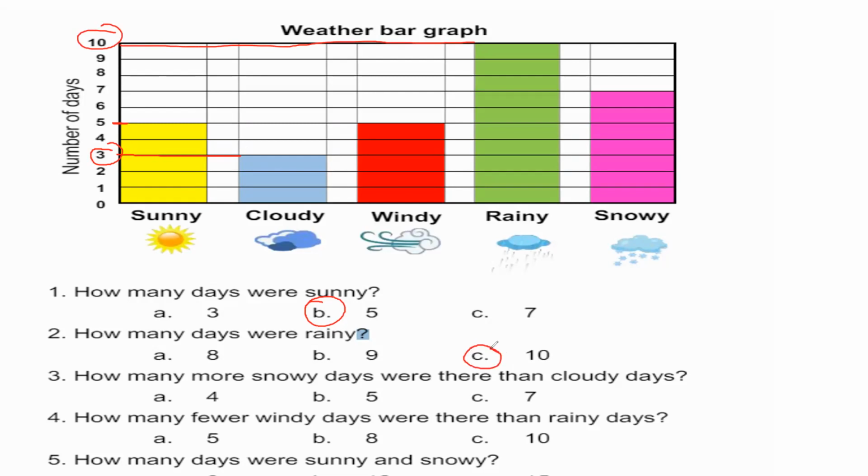And then how many more snowy days were there than cloudy days? 4. Well, for snowy there were 7, and for cloudy there were 3. So all we have to do is subtract 7 minus 3, and that gives us 4. So the answer here is 4. How many fewer windy days were there than rainy days?